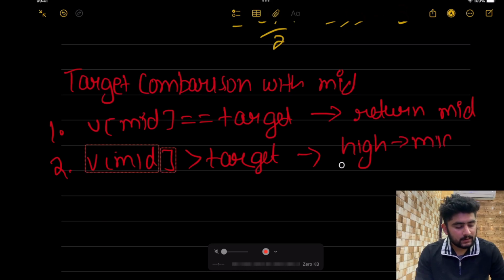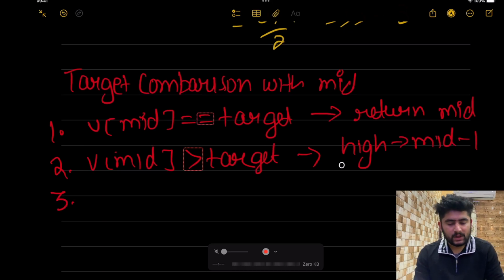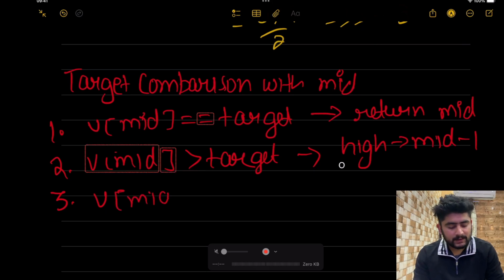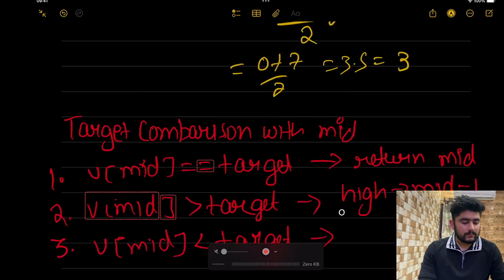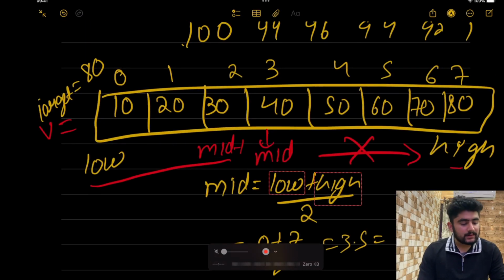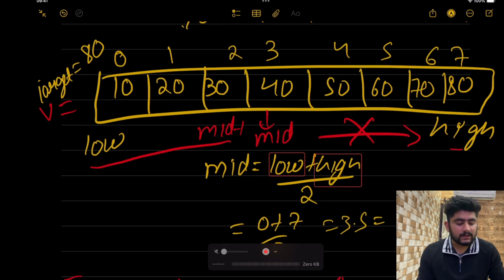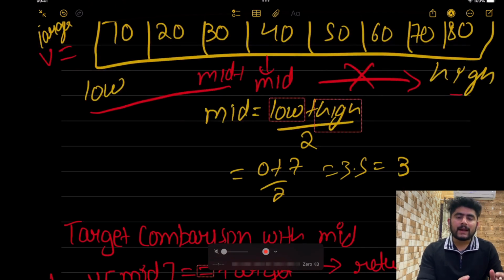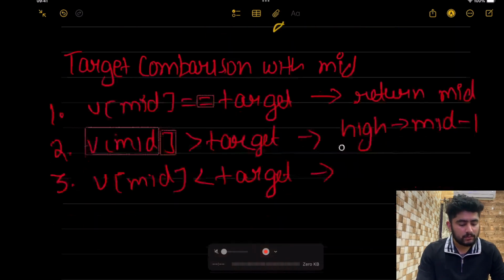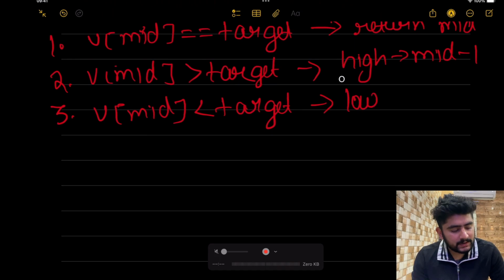mid minus 1. And what will be the third case? Now the third case left is if v of mid is less than target. Now what will happen in this case? We are searching for 80 and our value at mid is 40. Now v of mid is less than target, it means that target is on the right hand side, so there is no need of searching in the left hand side. So in that case our low becomes mid plus 1, because mid value is less than target. It may be possible that mid plus 1 is equal to target, so we do low equal to mid plus 1.